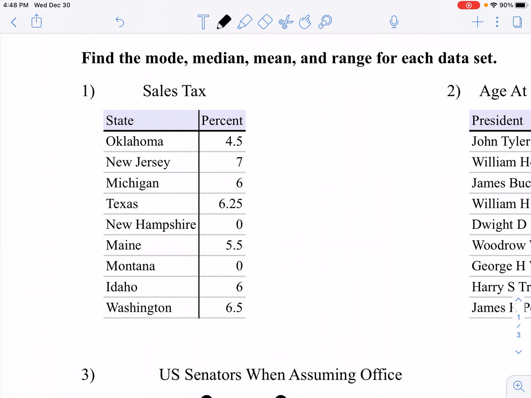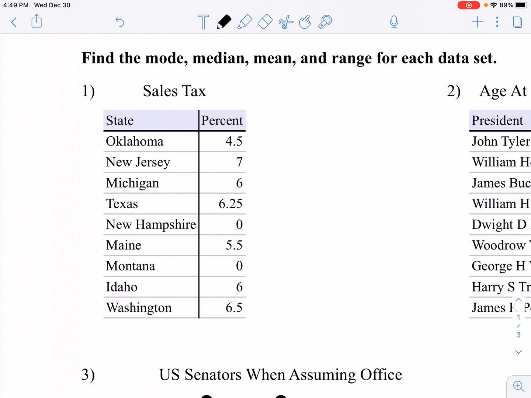Okay, so like in this first example, and we'll do these examples in class together as well, it talks about sales tax. Okay, so it lists the different states like Oklahoma, New Jersey, Michigan, and so on, and then lists the sales tax in those different states. Now sales tax, like when you go to Walmart and you have to pay tax on your groceries, that's the sales tax. Okay, so it says Oklahoma has a 4.5% sales tax, New Jersey has 7%, but maybe places like New Hampshire it's 0%.